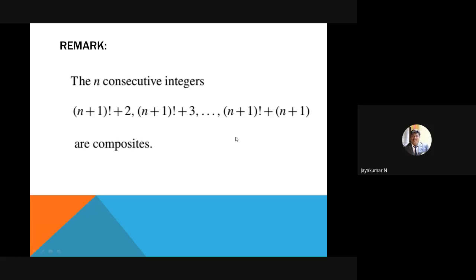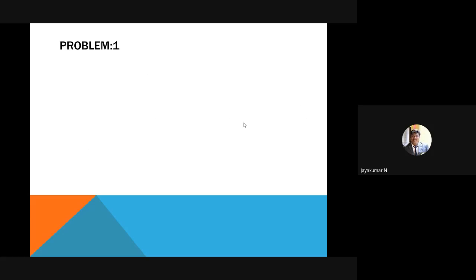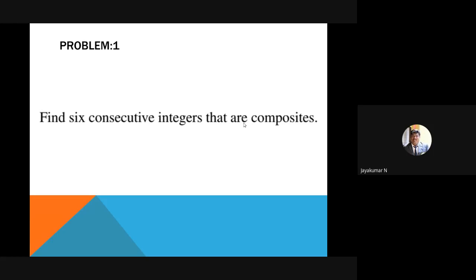What do you mean by consecutive integers? When you say consecutive integers, the difference is 1. Definitely this is some number plus 2, this is the same number plus 3, and the difference is 1. This is one of the important problems. Time is over, so in the next class we will see the problem. This is an important problem, a 6-mark problem.